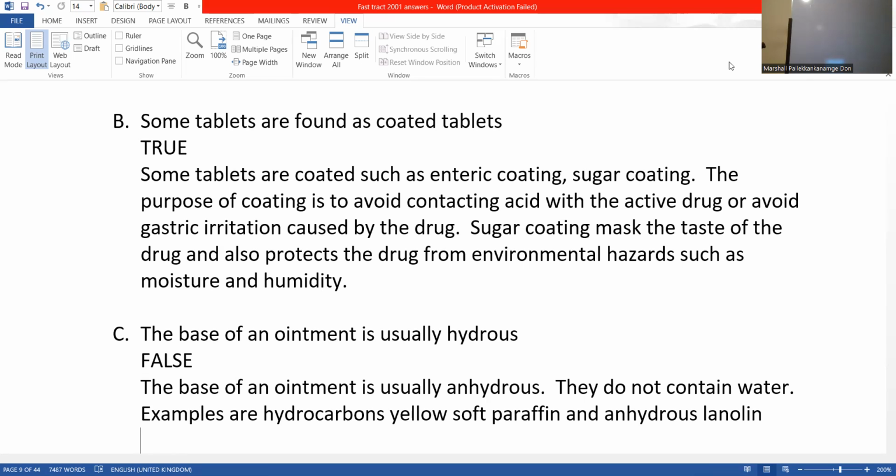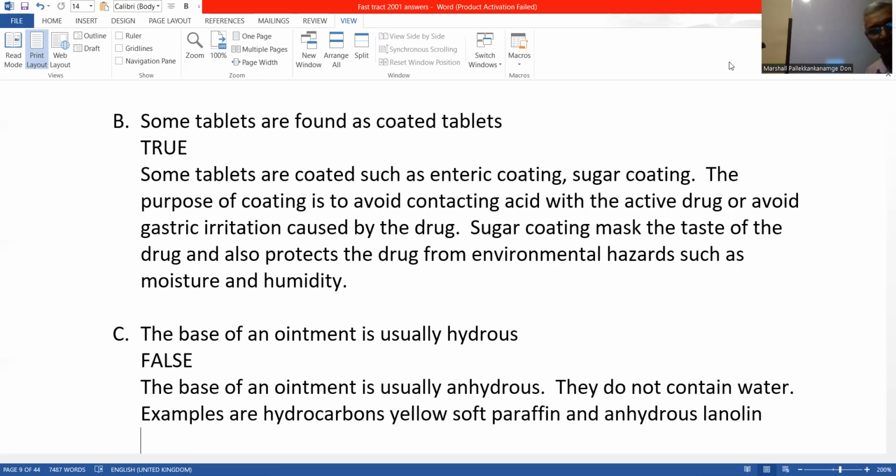Enteric coating is to prevent the tablet getting destroyed in the acid medium, or the tablet ingredients may irritate the gastric wall, that is, they can cause gastric irritation. So for those two reasons, enteric coated tablets are covered with a layer that is called enteric coating.